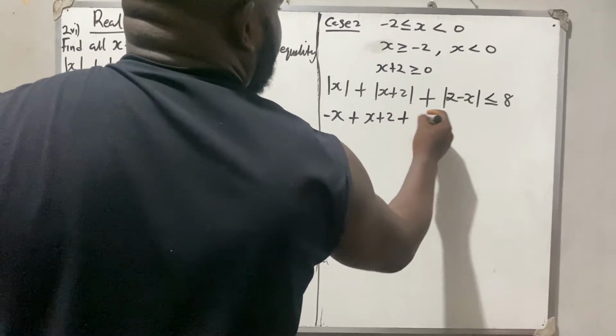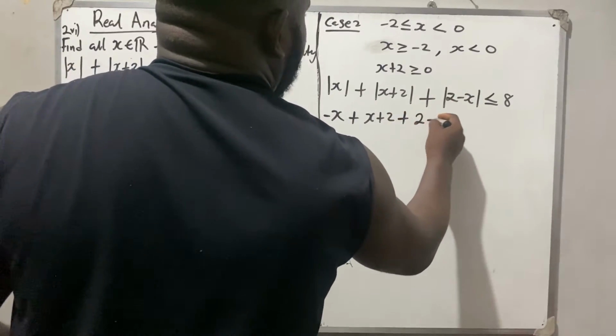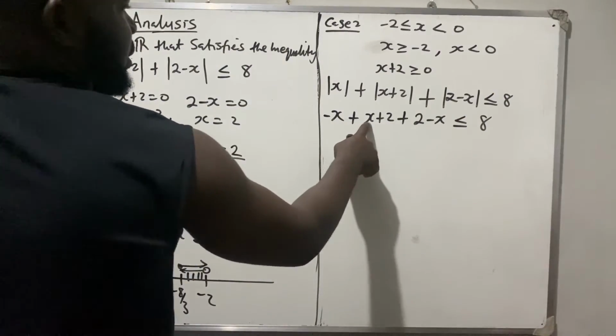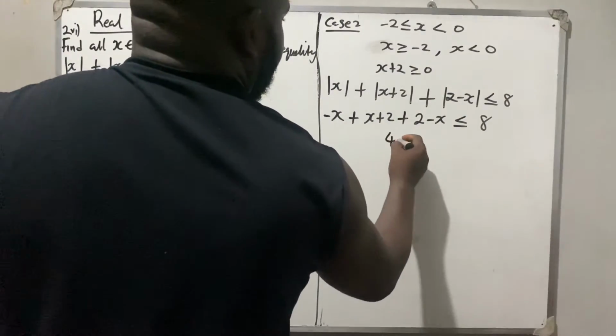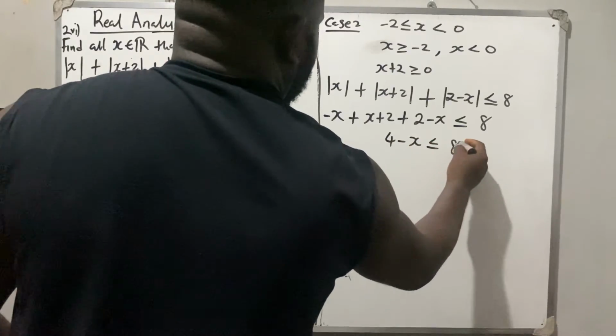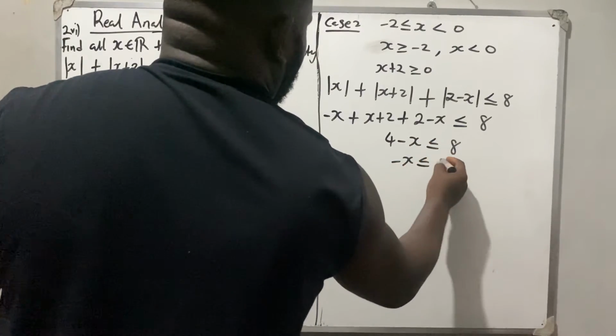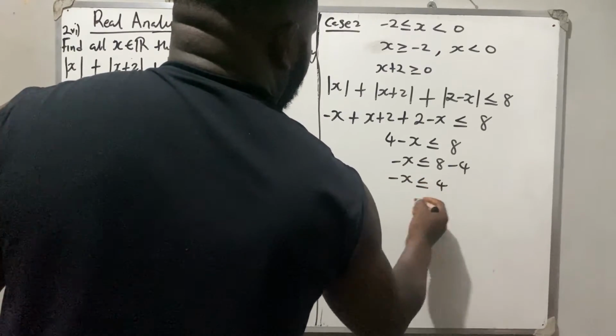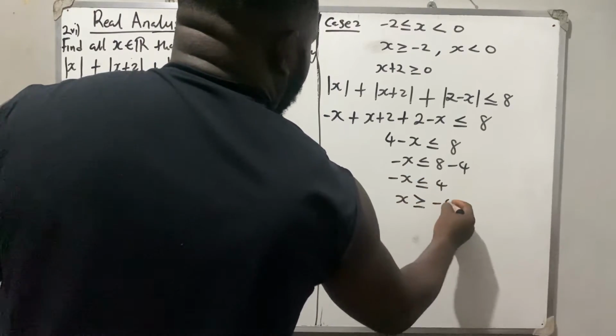So the absolute value of a positive number is equally positive. So I have 2 minus x is less than or equal to 8. So this and this is gone, and this is 4. So I'm having 4 minus x is less than or equal to 8. So minus x is less than or equal to 8 minus 4. So minus x is less than or equal to 4. So x is greater than or equal to minus 4.